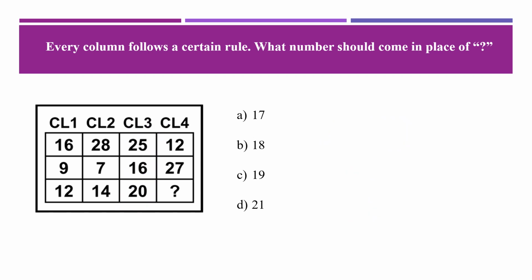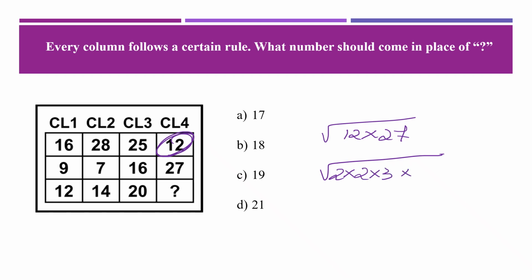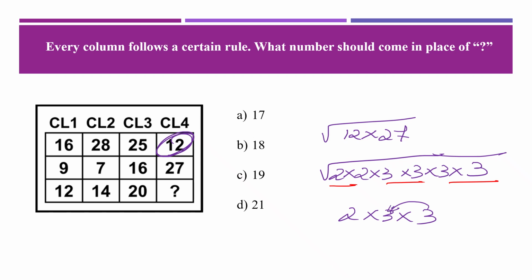Great. In that case, square root of 12 times 27. So let me factorize this. This is going to be 2 times 2 times 3. On the other end, I have 3 times 3 times 3. So by grouping it, I have 2, 3, 3, which is 2 times 3 times 3. 3 times 3 is 9. 9 times 2 is 18.